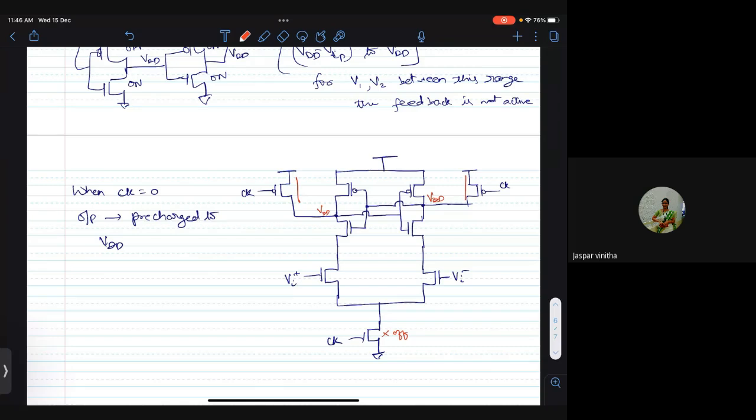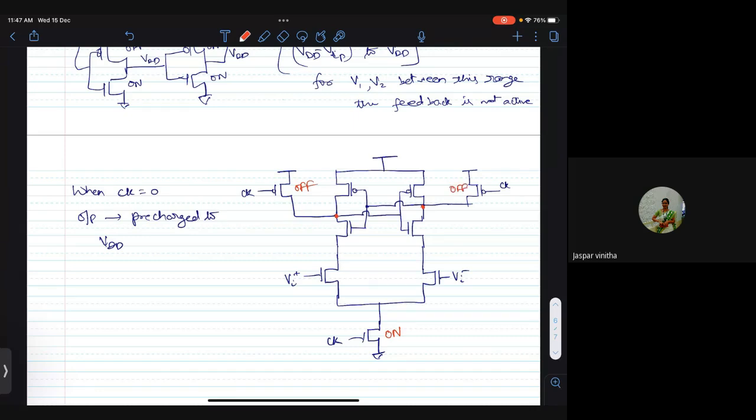So if you look at these two nodes, V1 and V2, when clock is 0, there is no path to ground, but there is a switch which connects the outputs to VDD. When clock goes from 0 to 1, what happens? When clock goes from 0 to 1, the first thing that happens is this switch turns on, the bottom transistor switch turns on, these two switches are off, so the pre-charge is disconnected.